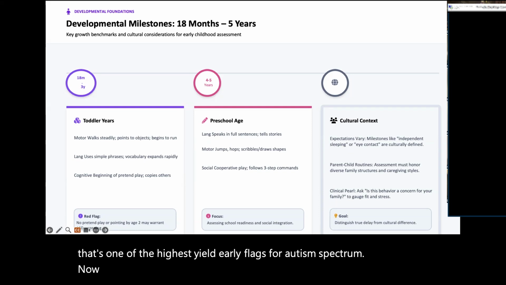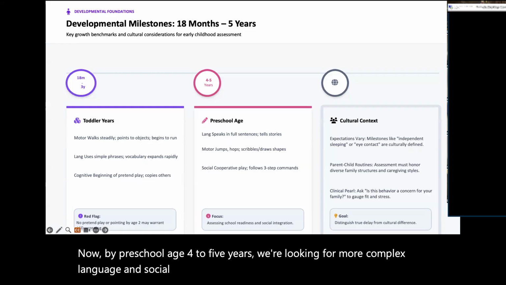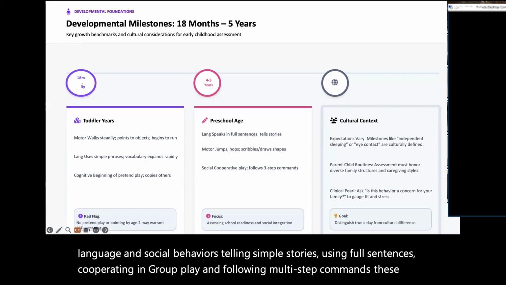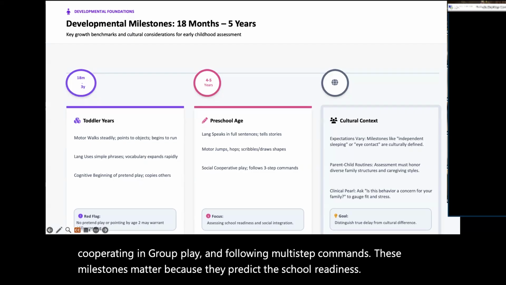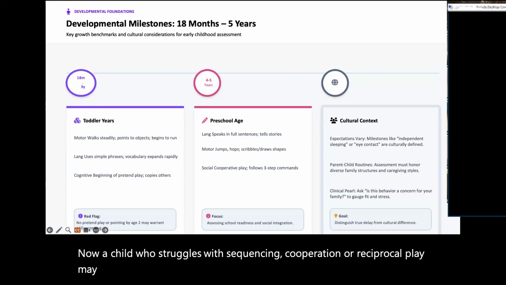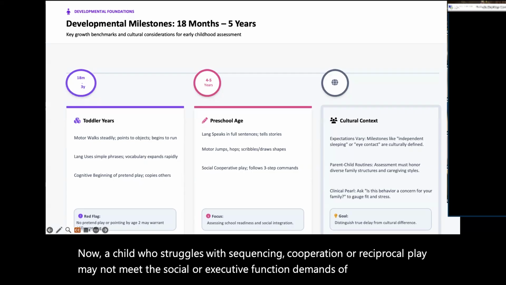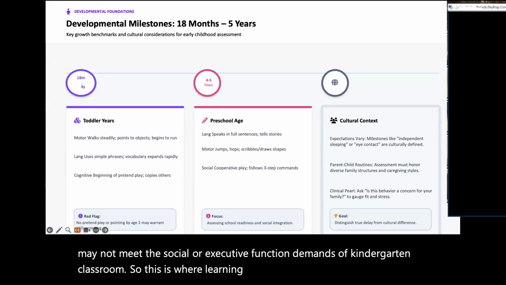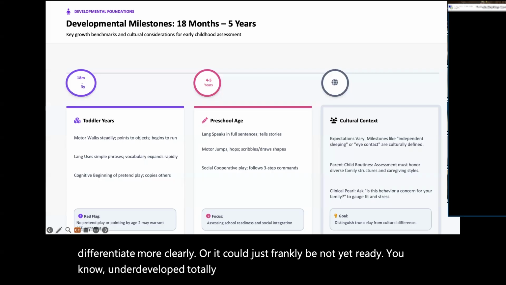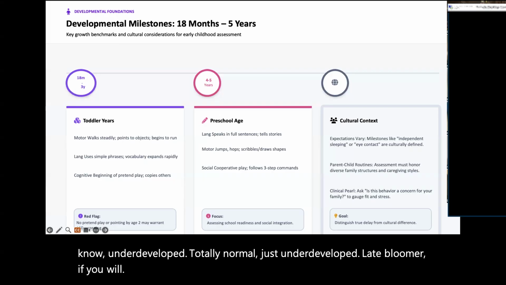Now, by preschool age, 4 to 5 years, we're looking for more complex language and social behaviors, telling simple stories, using full sentences, cooperating in group play, and following multi-step commands. These milestones matter because they predict school readiness. Now, a child who struggles with sequencing, cooperation, or reciprocal play may not meet the social or executive function demands of kindergarten classroom. So this is where learning disorders, ADHD, and autism start to differentiate more clearly. Or it could just frankly be not yet ready, underdeveloped, totally normal, just a late bloomer, if you will. And it's more common in boys.